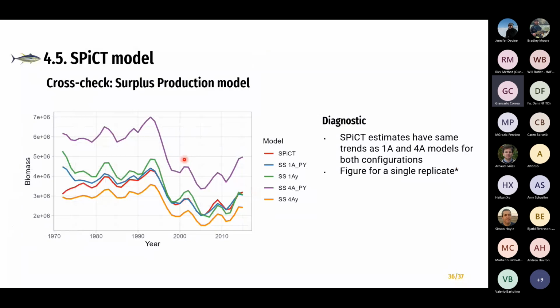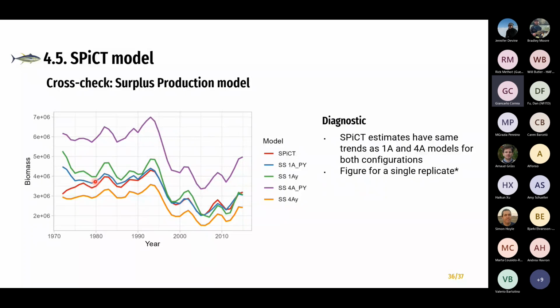These are the results of the surplus production model. As you can see here, the red line is the results of this surplus production model, and we have four different results for all the configurations that we just showed. This is a result that is still in progress because we want to do this analysis for all the replicates. This plot is just showing the result for the first replicate. It's only for a single replicate, so maybe it's still too early to get conclusions from this analysis.